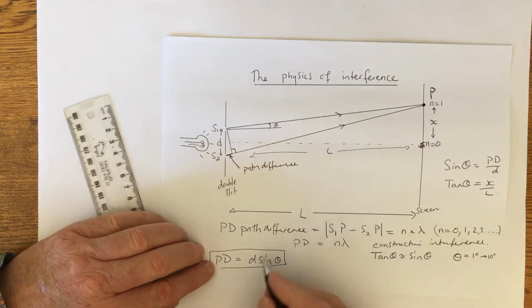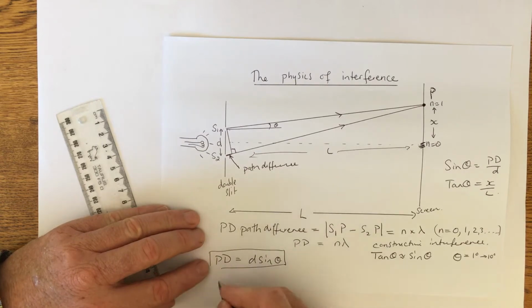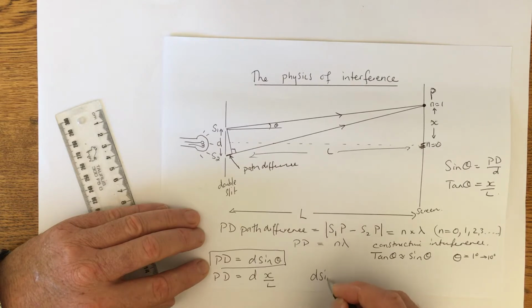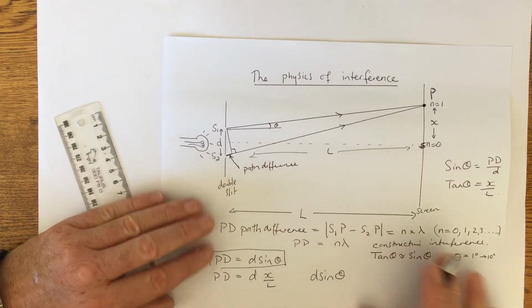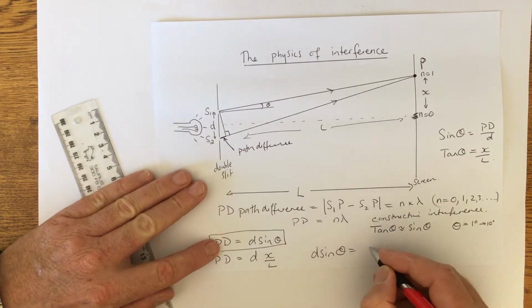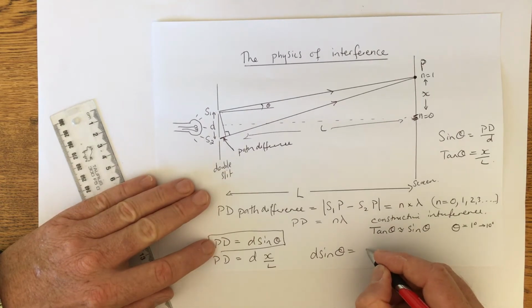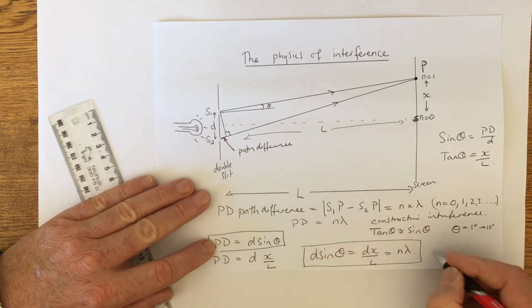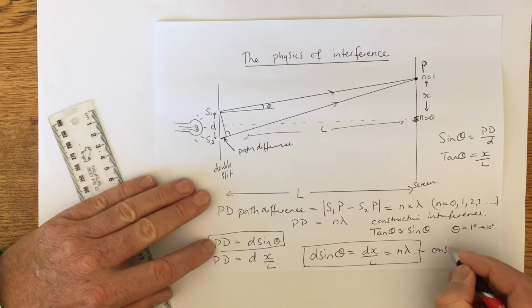So here we've got another formula that we can use, that the PD is actually equal to dx over L. Okay? So, just to make it simple, d sine of theta is equal to dx over L, which is equal to n lambda. So I hope that helps. And just remember, this is for constructive interference.